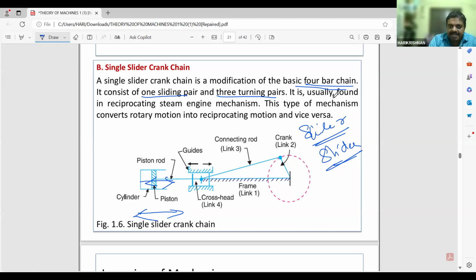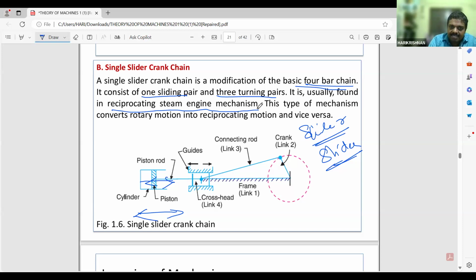It is usually found in reciprocating steam engine mechanisms. So what is the function here? It converts rotary motion into reciprocating motion. That is the single slider crank chain mechanism.